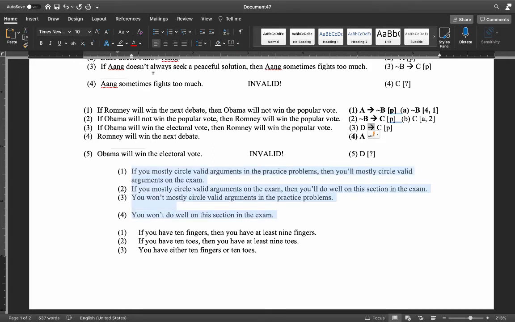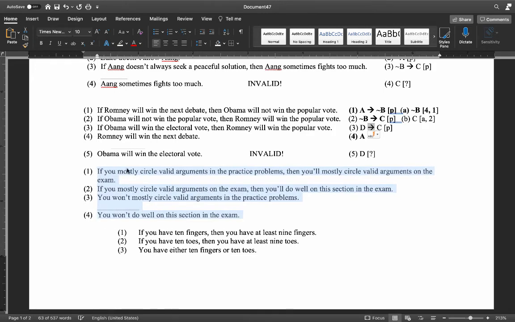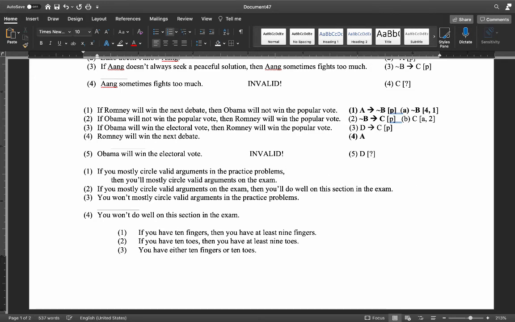Okay, next one. I'm just going to quickly move this over so that we have a little more space to work on the side there. Do the same here.